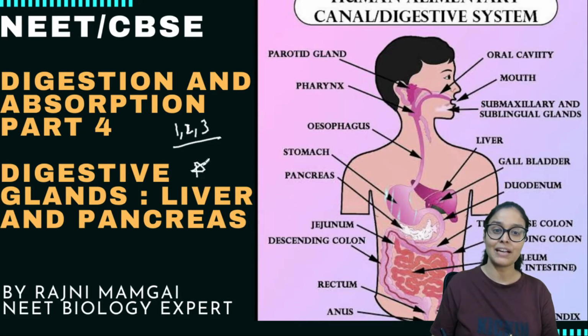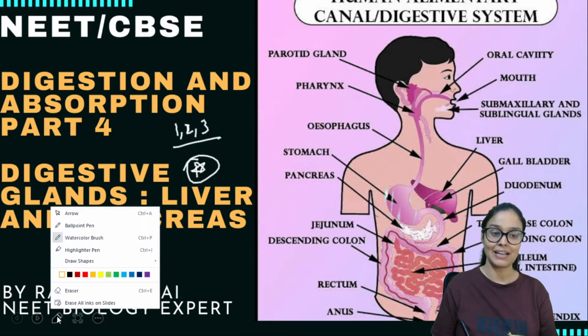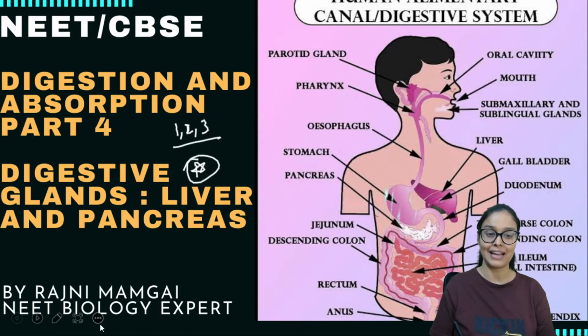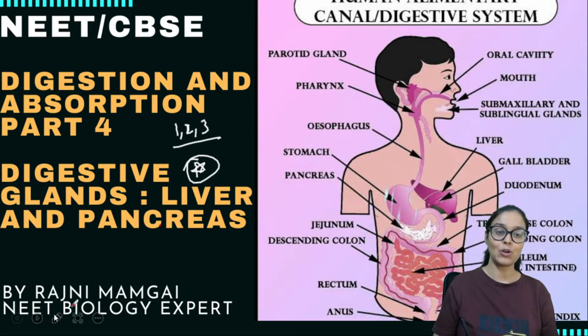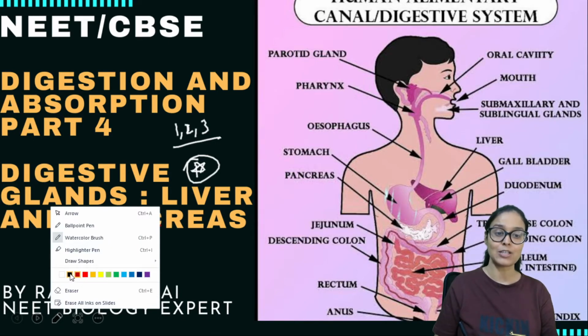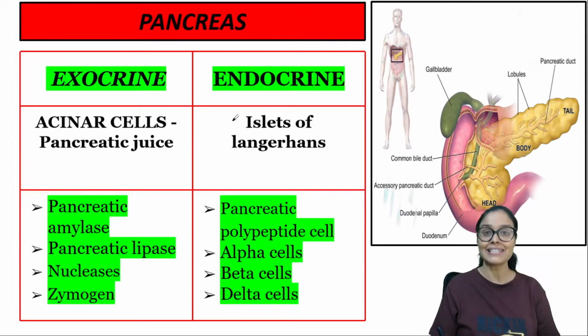And today we will be continuing liver and pancreas, which are again very important digestive glands, right? So are you ready? Can we go ahead? So let's go ahead now and see these structures in detail.